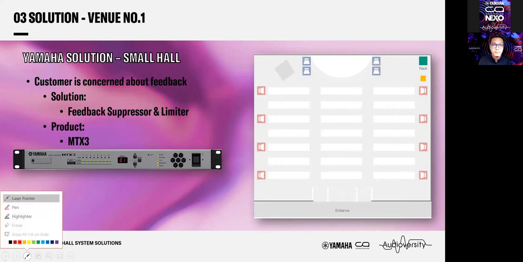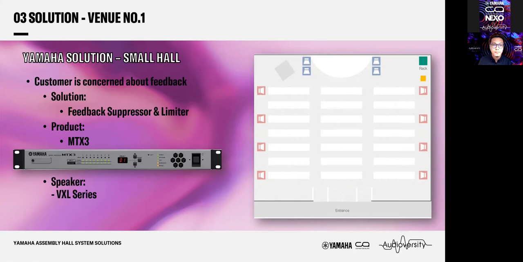So what we can do for this example, we will use the VXL series. Let's take a look at how the VXL series looks. So the VXL series is actually a column speaker. I would call it a line array speaker. It's made up of a row of one inch driver speakers, all lined up together. And later I will show you a video on how these line array speakers help in this situation.